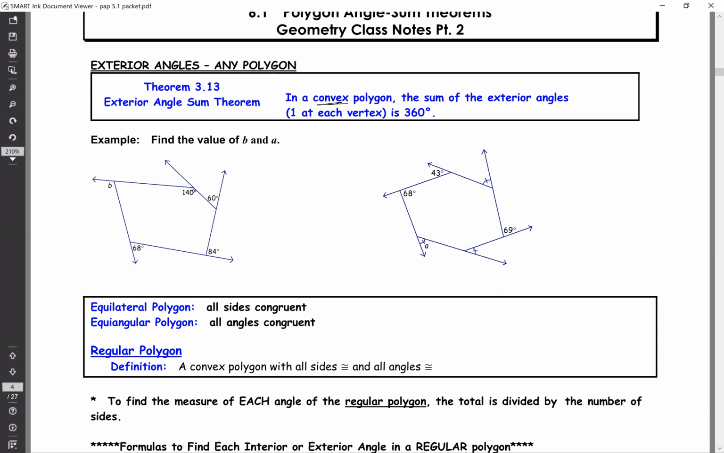The 140 is the interior, but we see we've got a straight line here, right? This 140 and this angle that's out here, they should be supplementary because they're a linear pair. So basically we're going to do 180, because that's what a straight line is, right? That's what a linear pair adds up to. 180 minus 140. So the exterior angle for that part is going to be 40.